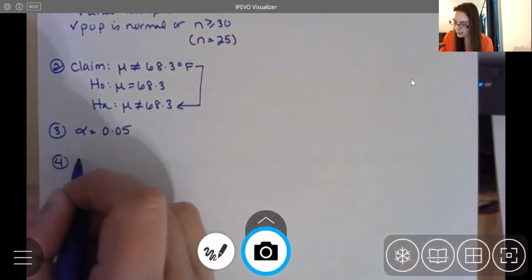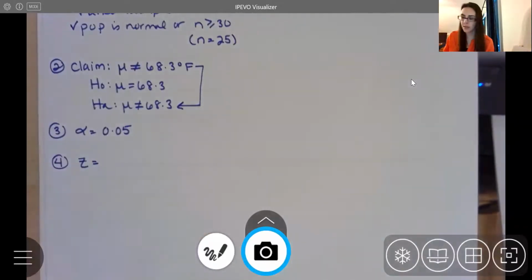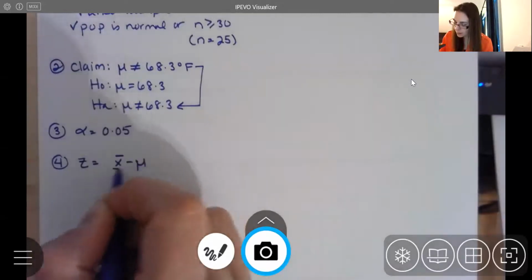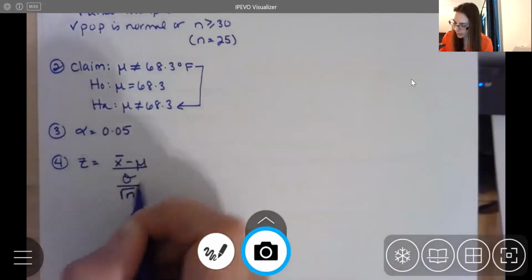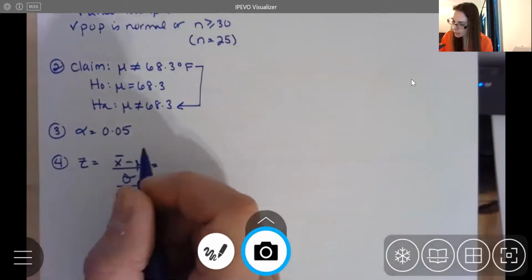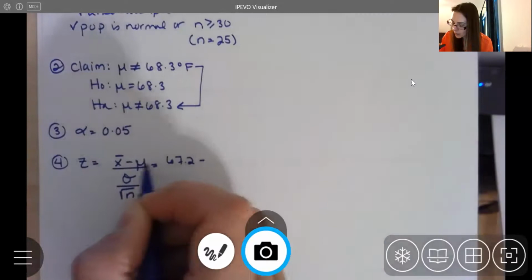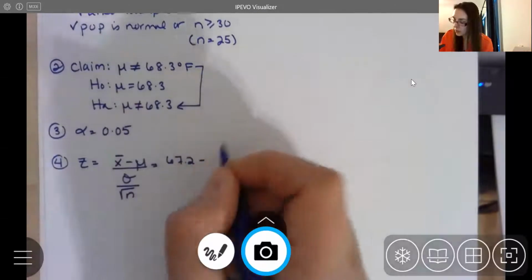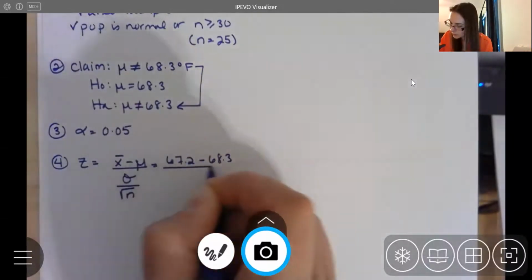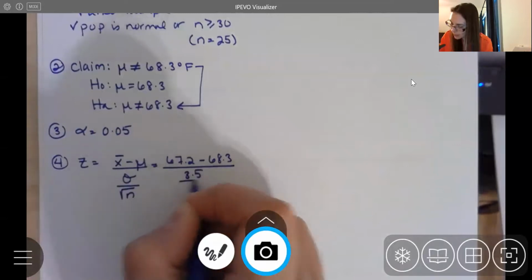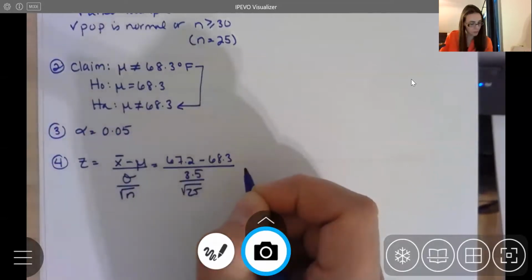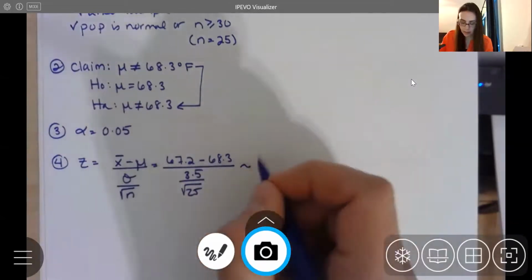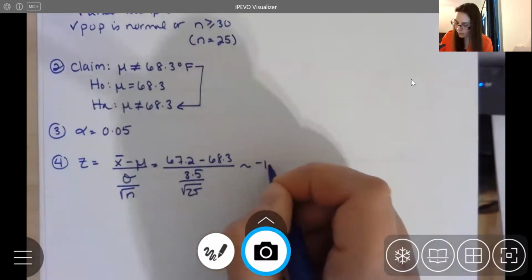And I need my test statistic. So I'm going to do this one both ways so you can see it with technology and without. So we're using our x bar minus the mean over the standard deviation over the square root of n. Our x bar here we said was 67.2. Now the mean is the population mean, so it's whatever your value is here. So 68.3 over, this was 3.5, and then the square root of 25. When you subtract and divide, you get about negative 1.57.